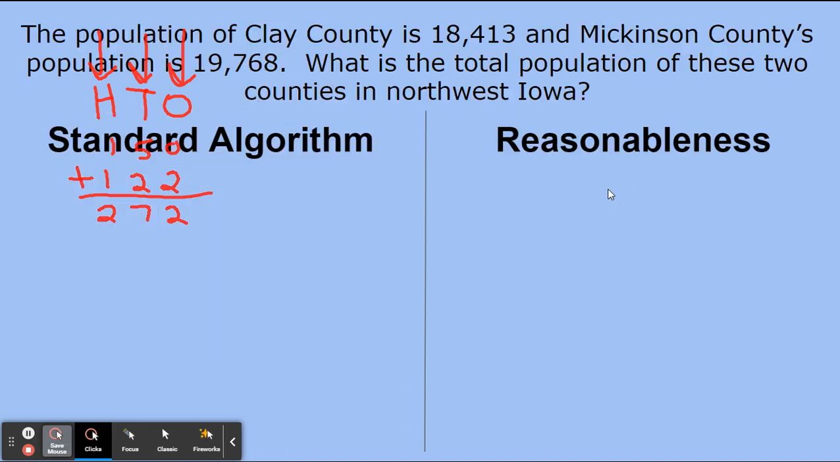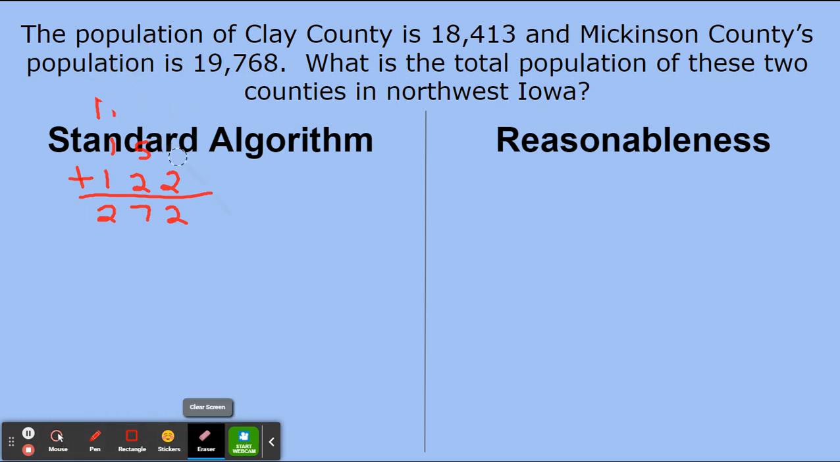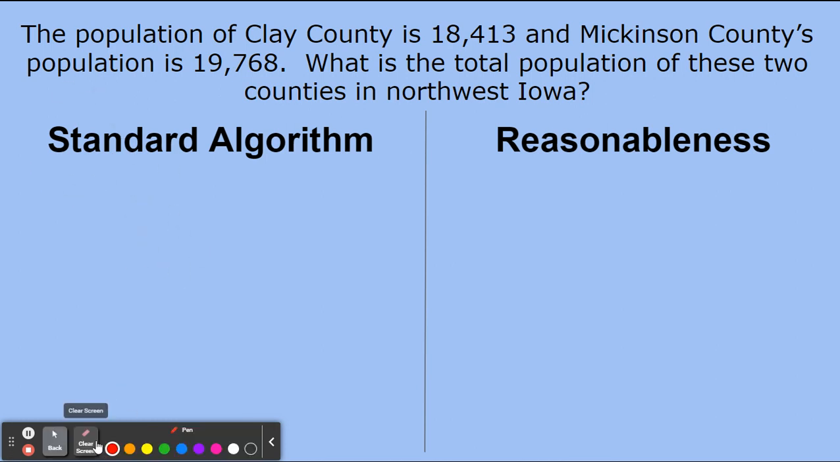All right, the next, let me get rid of this. Next, we did a couple practice problems. So I'm just going to do one here. So let me clean that up. All right, so it says the population of Clay County is 18,413, and Mickelson County's population is 19,768. Our question is, what is the total population of these two different places. So we've got the standard algorithm over here in one column and the reasonableness in another.